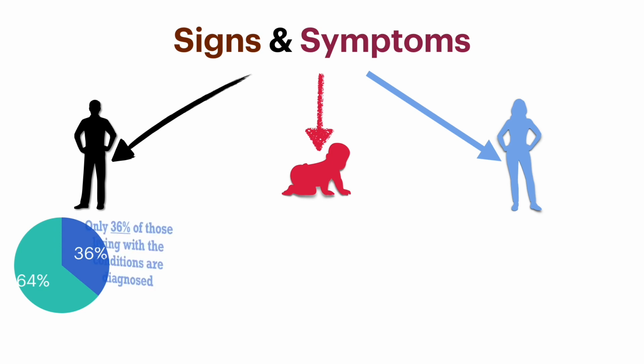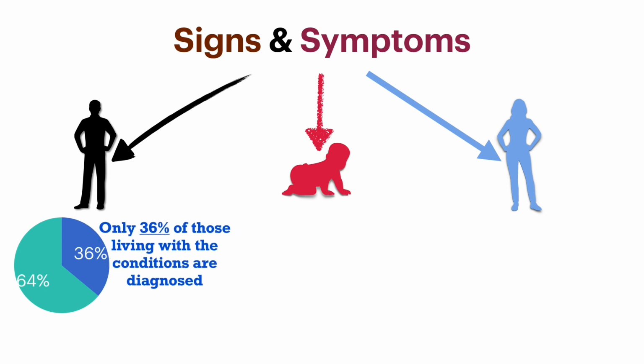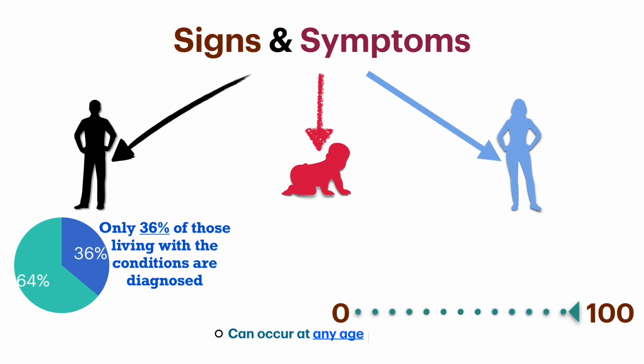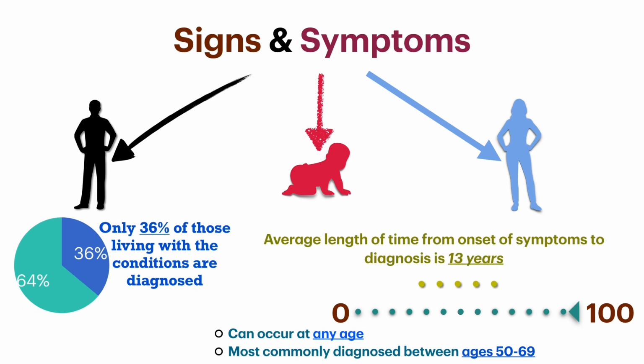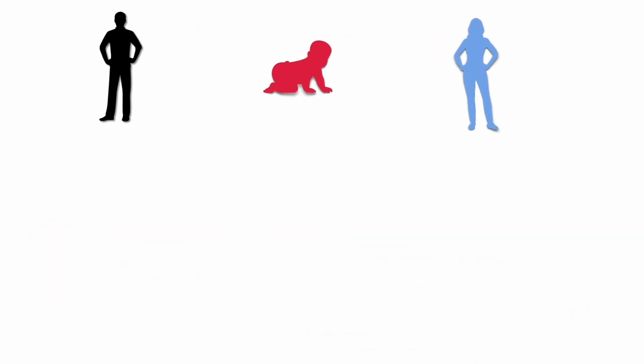Now, I'm going to give you some mind-blowing facts here. Only 36% of those living with the condition are diagnosed. So that just tells you how undiagnosed it actually is. Although 1% of the UK population has it, and I would wager it's similar in other populations, only 36% of those living with the condition are diagnosed. The other very important thing to consider here is that it can occur at any age, but it's most commonly diagnosed between the ages of 50 to 69. But the average length of time from onset of symptoms to the diagnosis is 13 years. So that's a very long time to be suffering with symptoms before getting diagnosed. So that's very important to keep in mind. I gave you some UK facts there, but it's probably similar in other populations and nations.